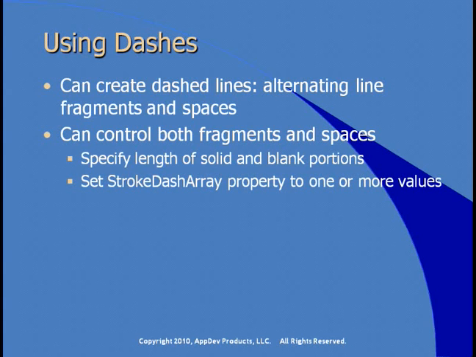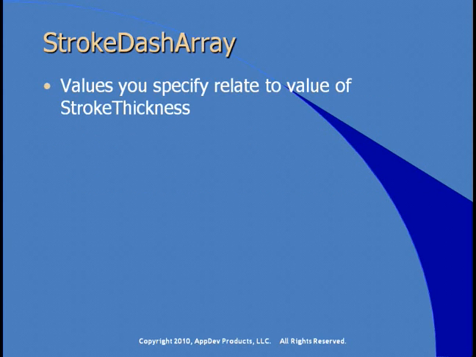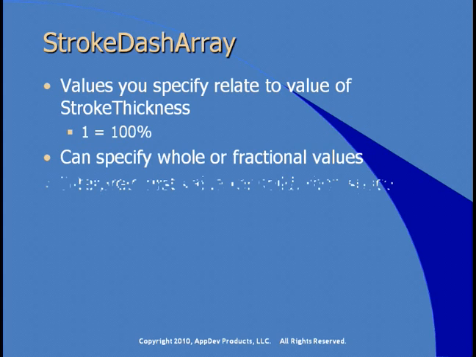Now this requires some study to get completely correct, and for me, I just had to play with it for a while before I got it all worked out in my head. The stroke dash array property allows you to specify values, and the values you specify relate to the value of the stroke thickness. Remember, the thickness is how thick the line is. If you specify a value of 1, that means your dash or space will be the same as the thickness of the line. If you specify 0.5, it's half the thickness, or if you specify 2, it's twice the thickness of the line. You can specify both whole or fractional values.